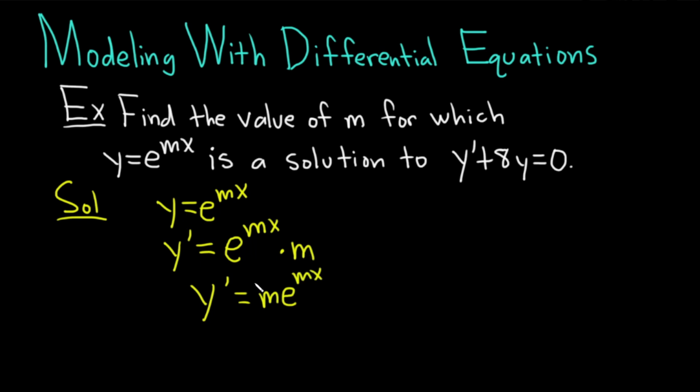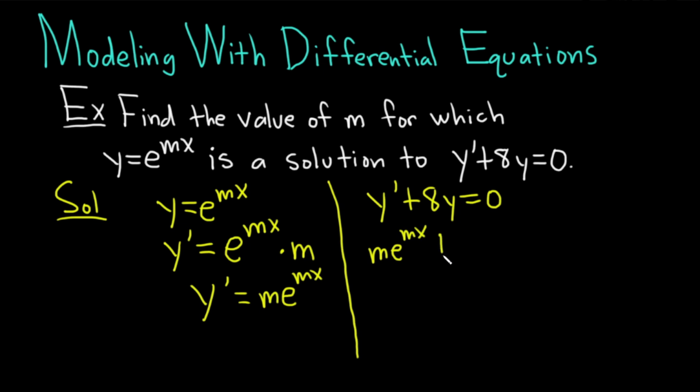Now that we have y and y prime, we can plug them into our differential equation. So our differential equation was y prime plus 8y equals 0. Replacing y prime with m e to the mx, then we have plus the 8, and then replace the y with e to the mx. And this should be equal to 0.